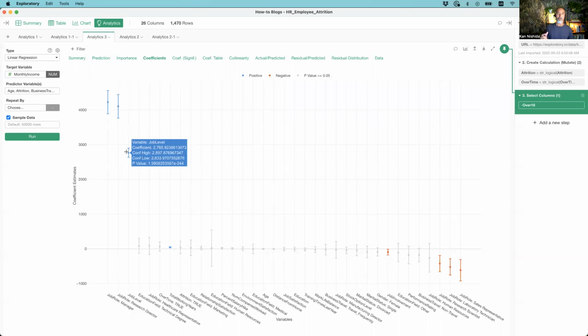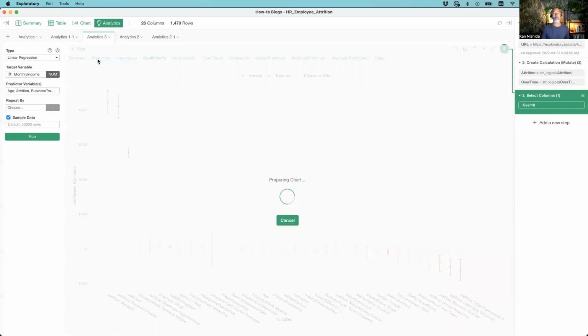If there is a 1 unit increase, meaning job level goes from 1 to 2 or 2 to 3, on average you'd expect, that's the second one, the coefficient, a $2,765 increase in the monthly income. The other one is, for example, total working years. If you work an extra 1 year, then you can expect, that's the second one, the coefficient, about a $45 increase.